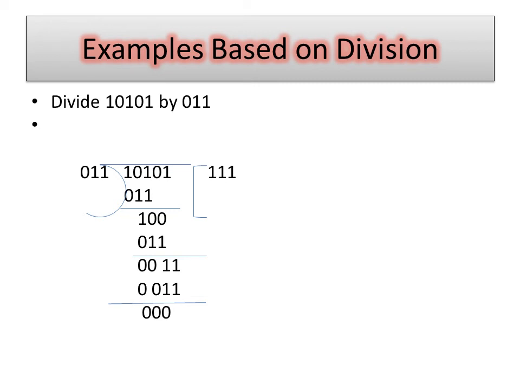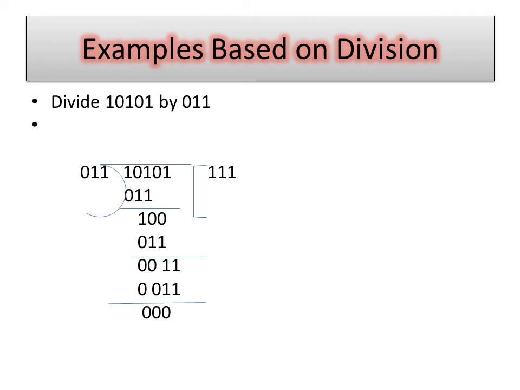Divide 10101 by 011. Here 011 is the divisor and 10101 is the dividend. Again 011 when multiplied with 1 will give the same result 011. We would be following the rules of binary subtraction. So 1 minus 1 would give 0, and 0 minus 1, by borrowing the 1 from the bigger number, will give 1 as the answer. So what is the remainder? 1, 0. And 0 is the next copied number. So we have 1, 0, 0 now.